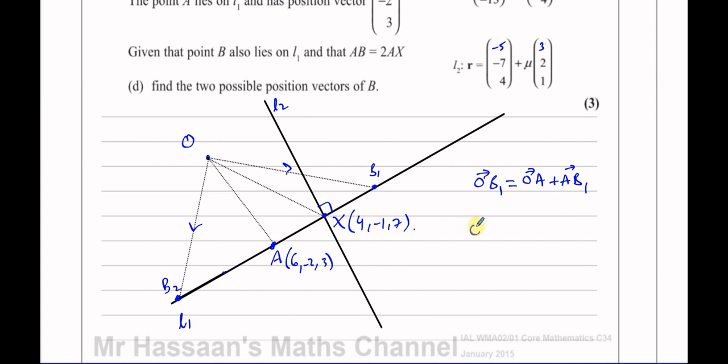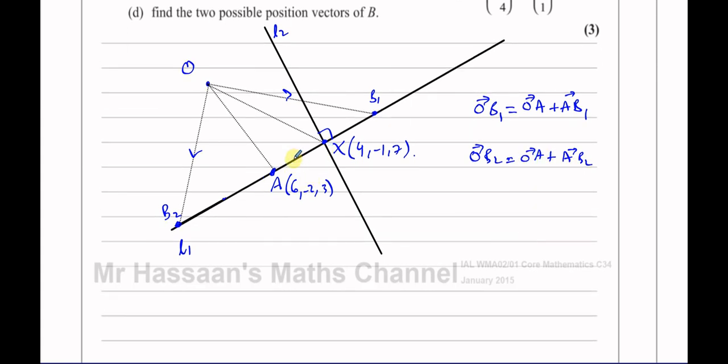Okay, and if I want to go from O to B2, I'm going to go from O to A, and then I'm going to go from A to B2. Now, what do I know about A to B1? From A to B1, we can say that A to B1 is twice the vector A to X. It's twice the length of A to X and in the same direction. So we can say A to B1 is equal to 2 times A to X. So we've got to find what A to X is now.